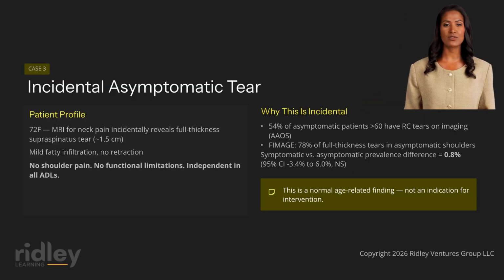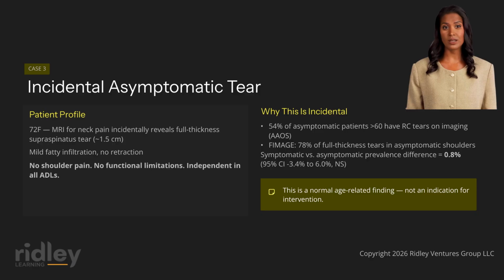Our third case involves a 72-year-old female who undergoes an MRI of her right shoulder as part of a workup for neck pain. The MRI incidentally reveals a full-thickness supraspinatus tear, measuring approximately 1.5 centimeters with mild fatty infiltration, but no significant retraction. She reports no shoulder pain, no functional limitations, and no history of shoulder trauma. She's independent in all activities of daily living, lives alone, and is active in her community.